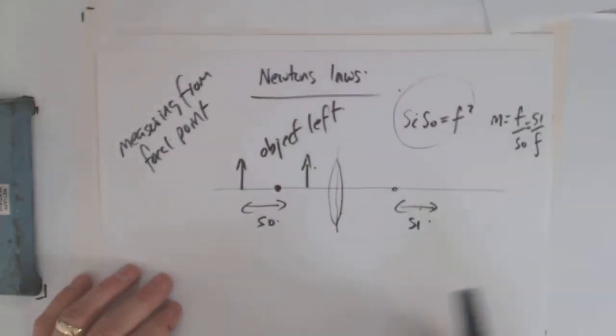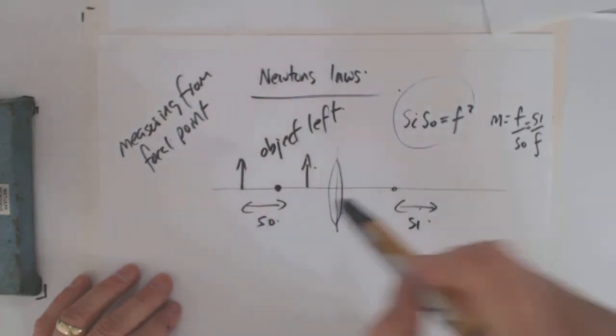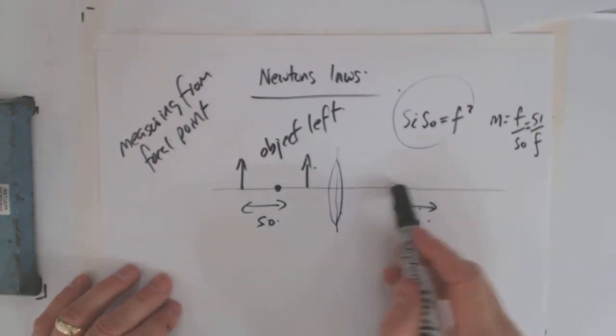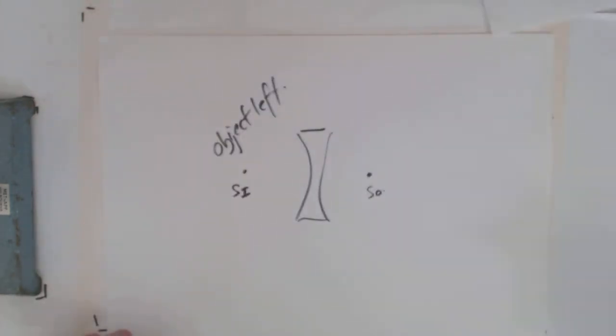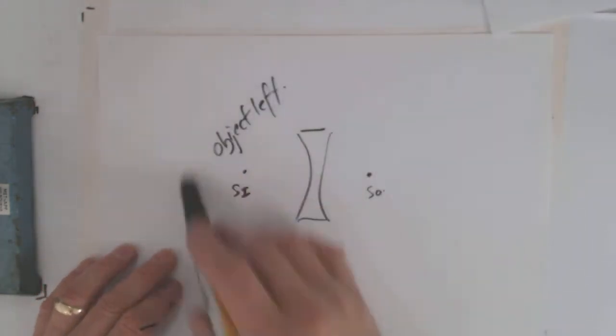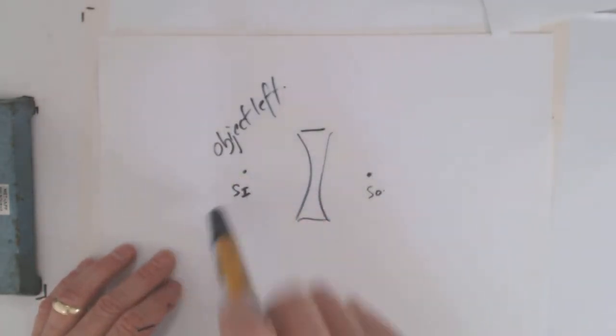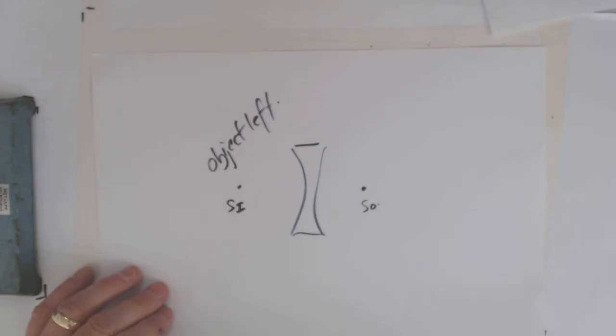With this one, converging, SO is from that focal point, SI is from that focal point. Even when you've got a virtual image, you have to cross right across. With the diverging lens, it's round the other way. SO is measured from the right-hand one, and SI is measured from the left-hand one. And that's with an object on the left.